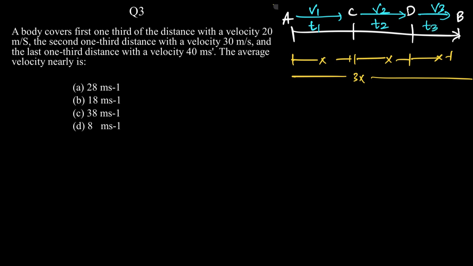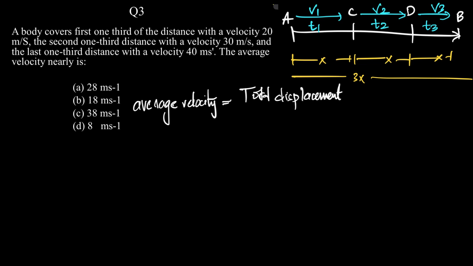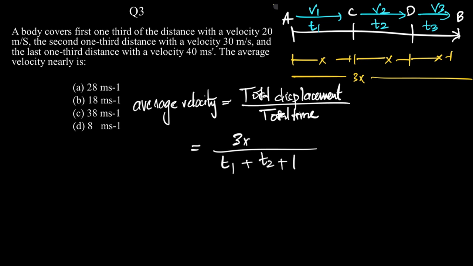Now, we know that average velocity is equal to the total displacement upon the total time. Now, what is the total displacement? It is 3x. What is the total time taken? It will be the sum of t1 plus t2 plus t3, right? Sum of t1, t2, and t3.